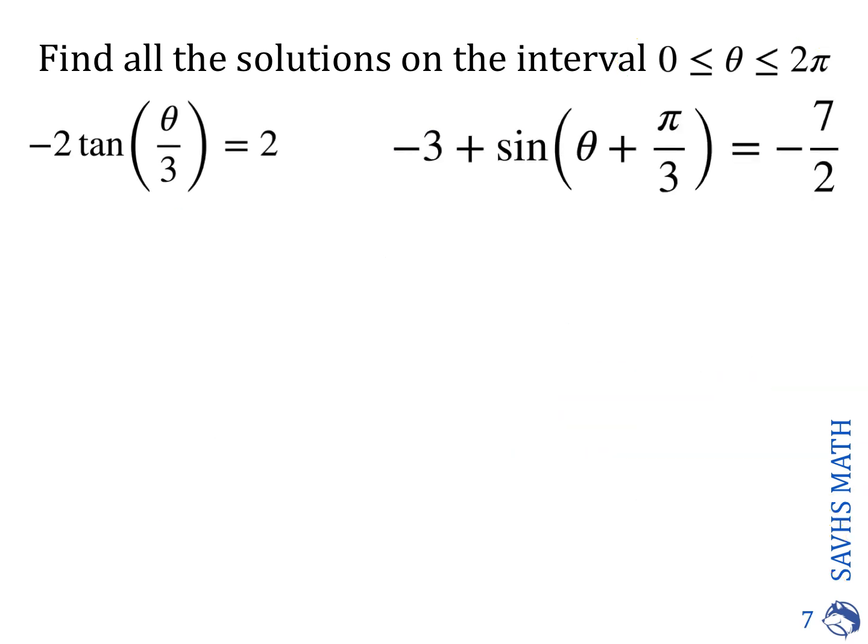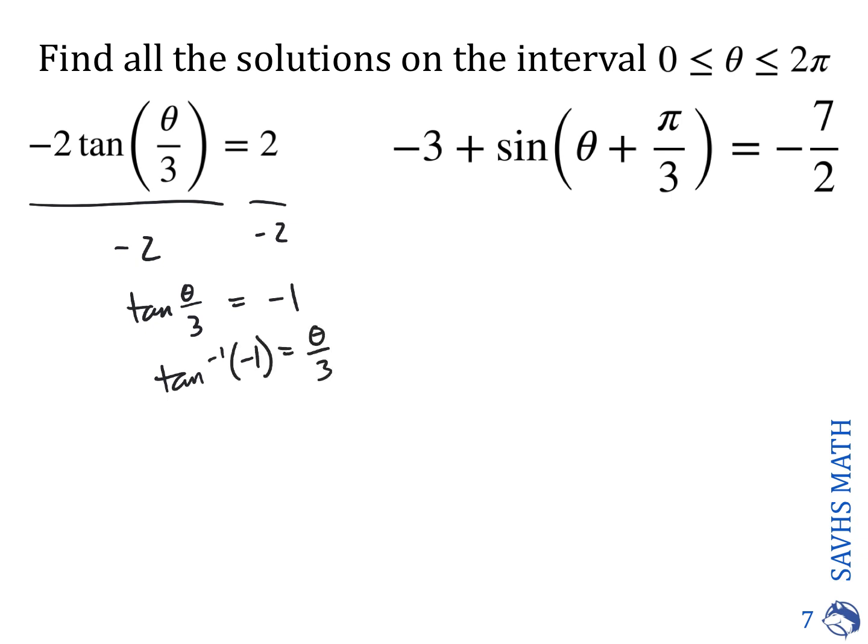Okay, so let's do the next one. The next one says -2 times the tangent, so I'm going to divide both sides by -2. And I get the tangent of theta over 3 equals -1. Okay, so where is the tangent equal to -1? So tangent inverse of -1 equals theta over 3. Well, on the unit circle, the two places are here and here. Just kidding, I lied. Here and here. Those are the two spots I'm talking about.